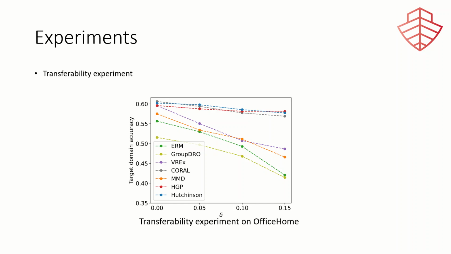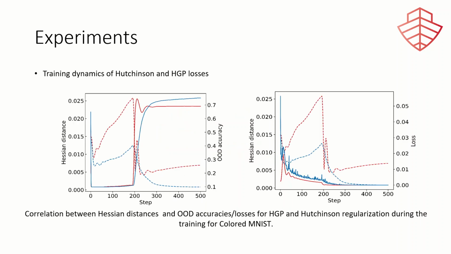We also have some experiments for transferability, which measures the out-of-distribution accuracy after perturbing the classifier head for models trained with different domain generalization algorithms. As you can see, HGP and Hutchinson consistently keep their performance even after we perturb the classifier heads.